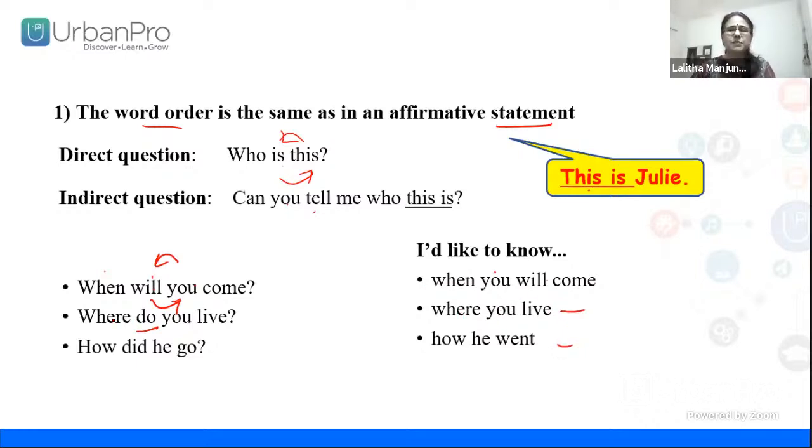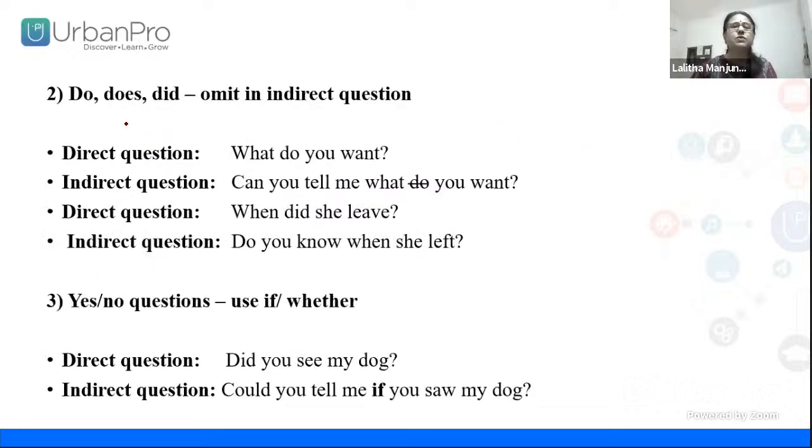That's because the first rule that we needed to remember was that the word order is statement order, not question order. The second rule we need to remember is that we have to omit the words do, does, and did in the indirect question. So if I have a question, what do you want? How will I make the indirect question? I can add any introductory phrase, the ones we saw previously. So can you tell me what you want? I should not use this helping verb here. So do, does, and did are omitted in indirect questions.